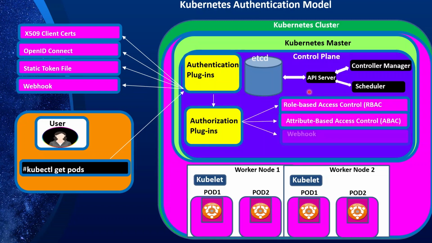Once the user is authenticated, they then need to be authorized. Again, authorization is pluggable, and we discussed those in detail in the first episode of the security-related videos. Those options include role-based access control, and we spent a whole video on that. Or you can use attribute-based access control, that is RBAC, ABAC, or webhook. Again, webhook is another option, as it was for authentication. And node authorization is a specific module that is used to authorize the kubelet.